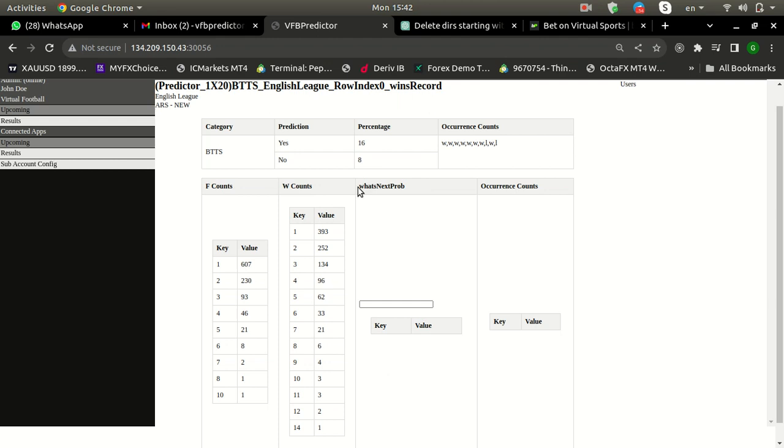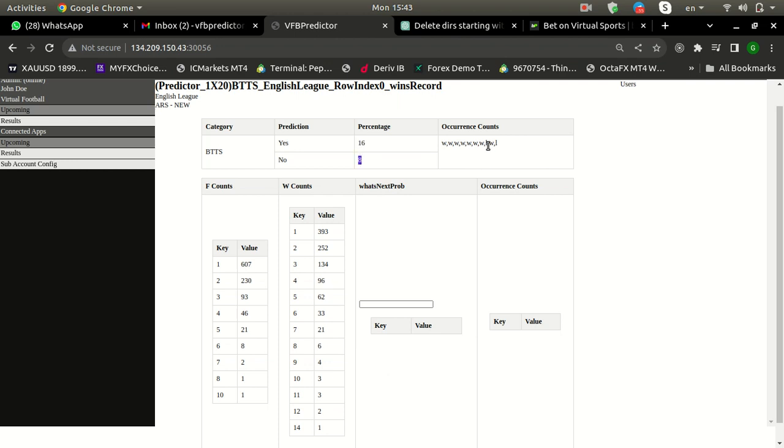So let's look at this column called what's next probability. What happens with this what's next probability is, like here we've had 1 win and then a loss. So in this game, we are trying to see what to bet on next. Let's say in this game, Arsenal versus Newcastle, ARS versus NEW. So should we pick the biggest percentage or the smallest percentage?